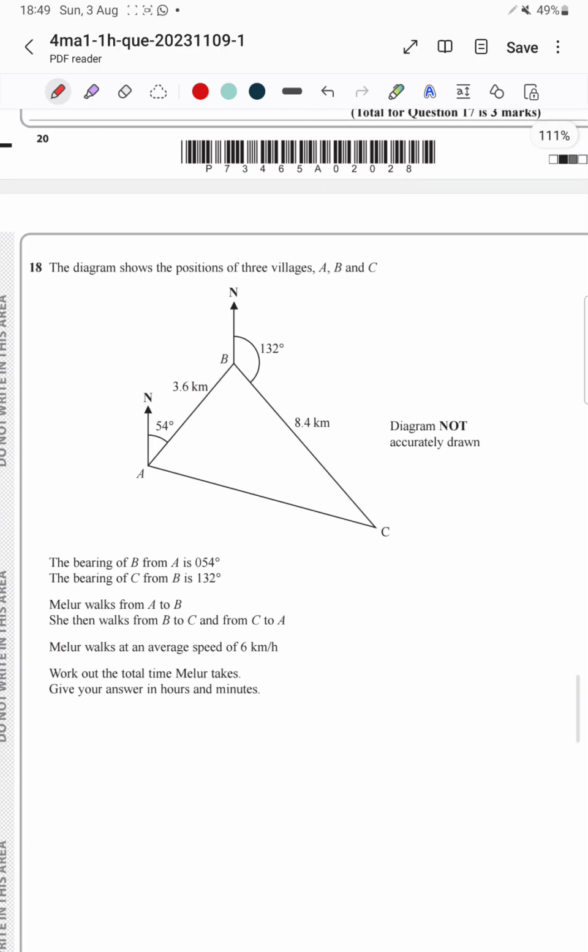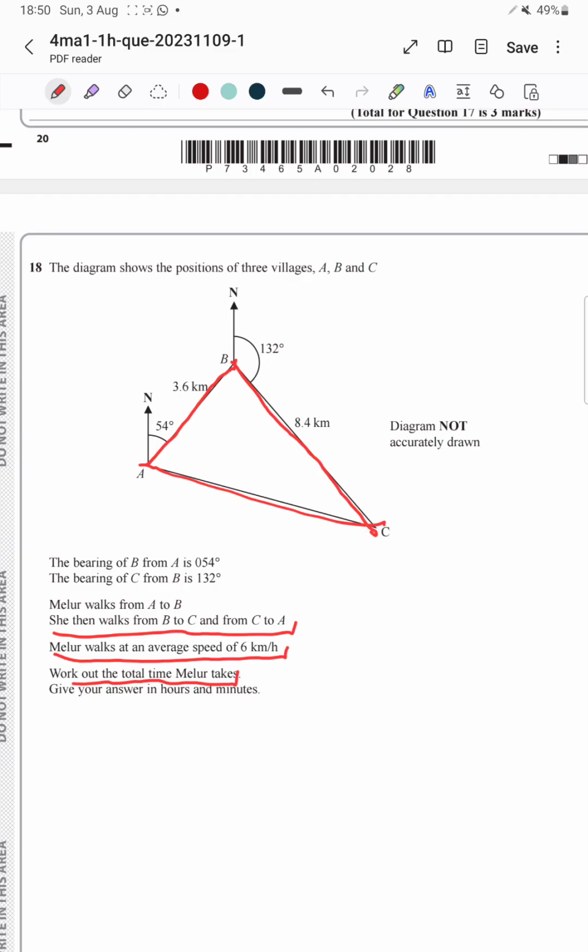Next question is: the diagram shows the position of 3 villages A, B, C, and the bearing of C from B is given as 132 degrees, and the bearing of B from A is given as 054 degrees. Meller walks from A to B, which is 3.6 kilometers. Then she walks from B to C, that is 8.4 kilometers. She walks at an average speed of 6 km per hour. Work out the total time Meller takes if she walks from B to C and from C to A as well.